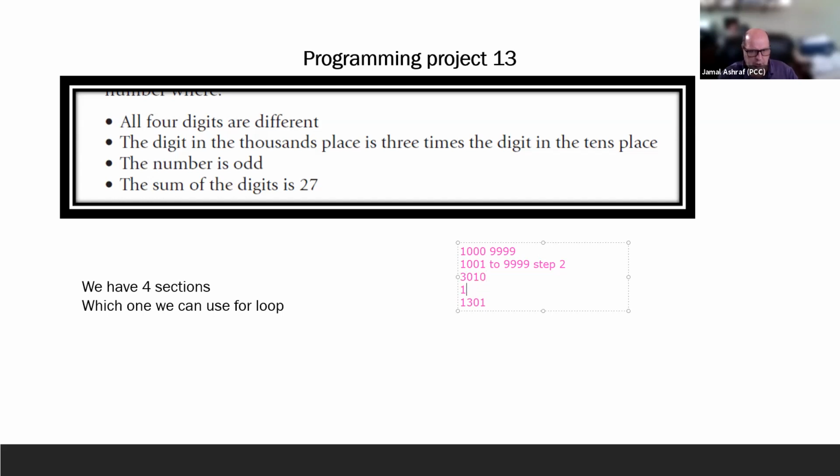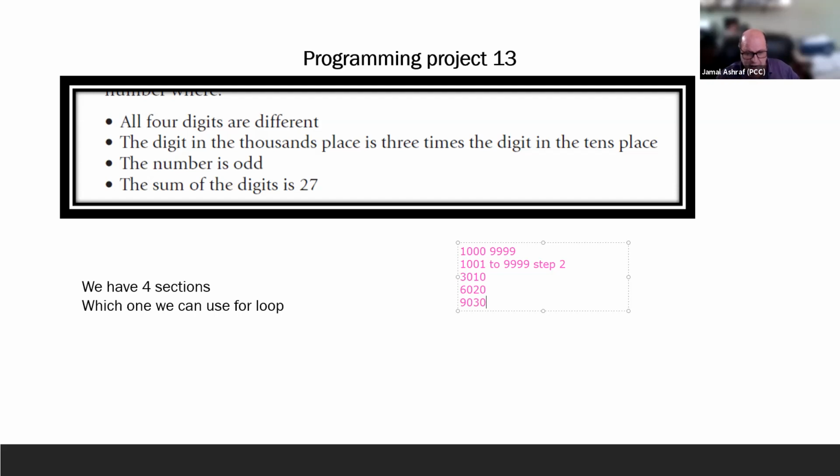The next one is 6020, and the last one is 9030. I cannot go beyond these because the 1000 is supposed to be 3 times the 10, and 10 cannot go more than 3. So I can put that in the body of the loop, that as soon as I see my 10 goes over 10, I'm going to break out.